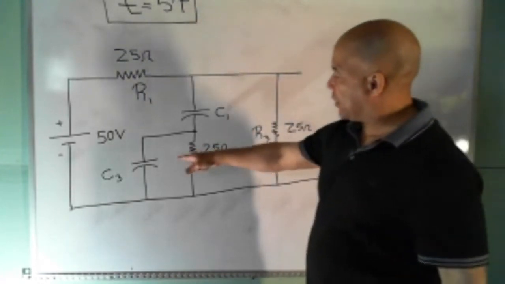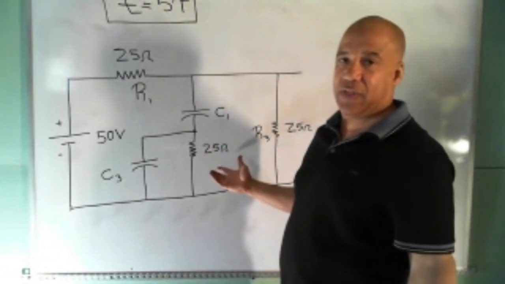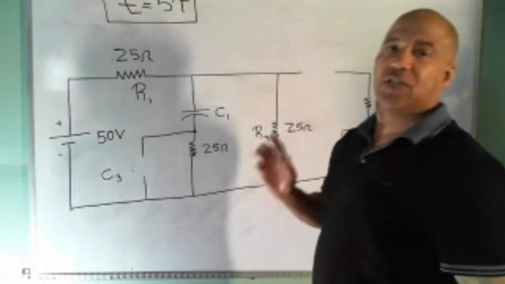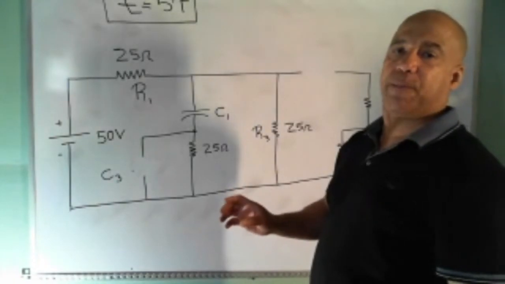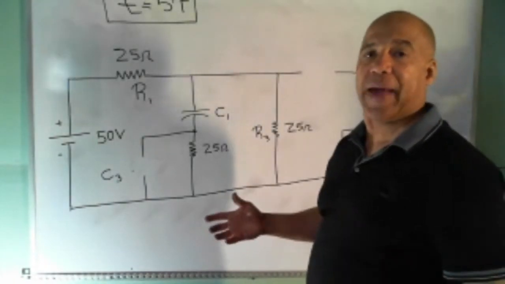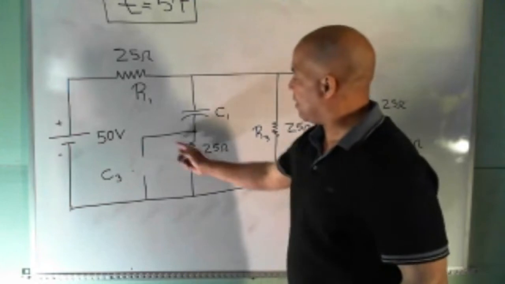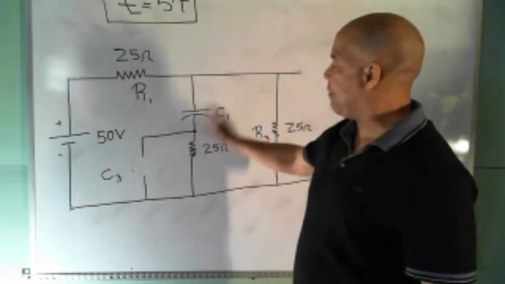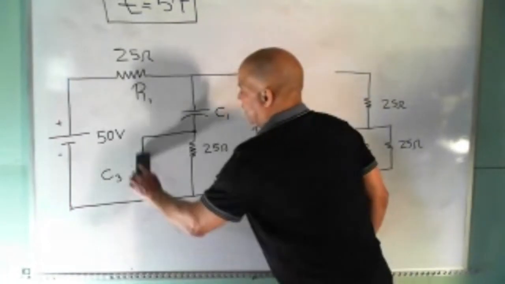Look right here though. C3, when I open that up, well, that really doesn't do anything. It only affects the circuit when the thing that we open is in series with the capacitor. So when I have a short in parallel with it, opening the capacitor will not affect it. So this is like, it's gone.